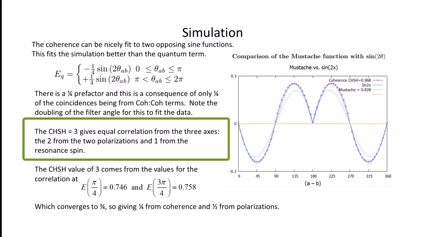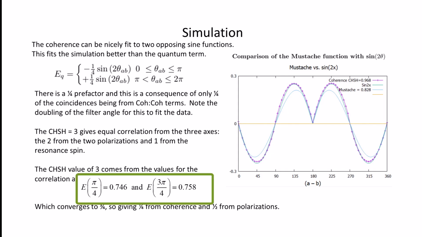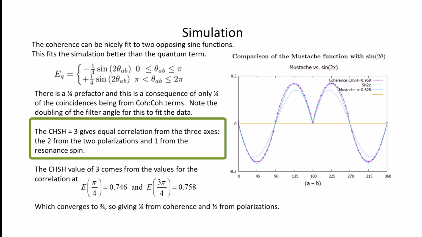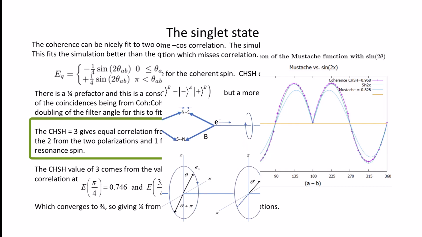The CHSH value of 3 comes from the values of the correlation, which from the simulations are at pi over 4, 0.746, and at 3 pi over 4, 0.758. These converge to 3/4, so giving a 1/4 of the coherence and a 1/2 from polarization, and this is in a ratio of 1 to 2 for the coherence to polarization, therefore supporting a CHSH value of 1 per axis.